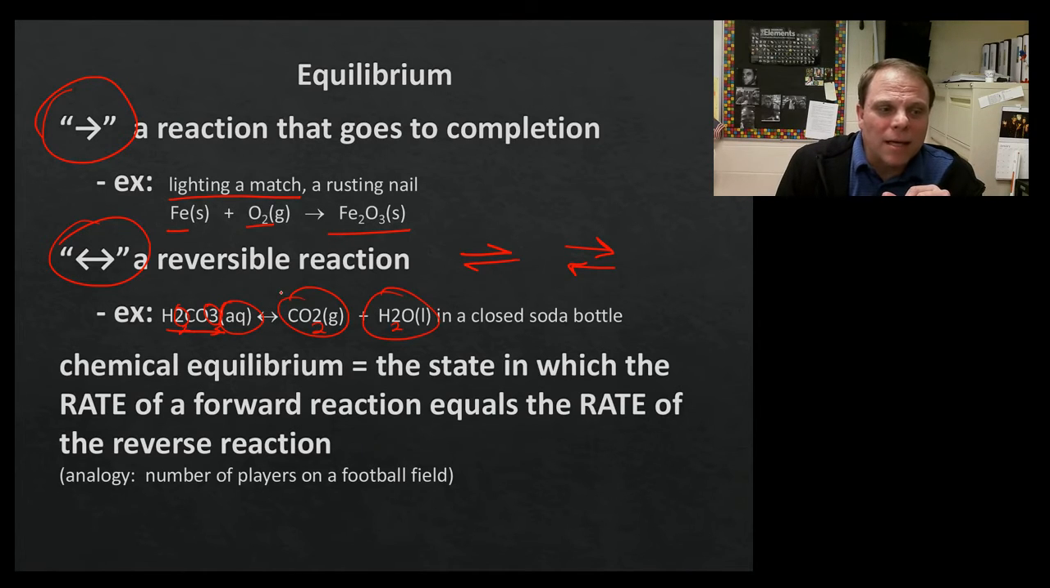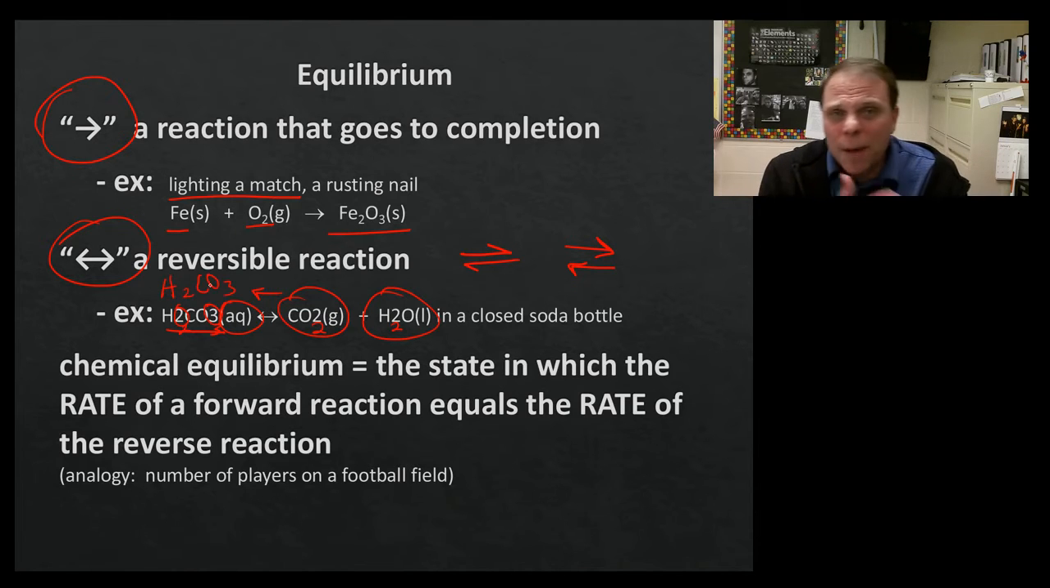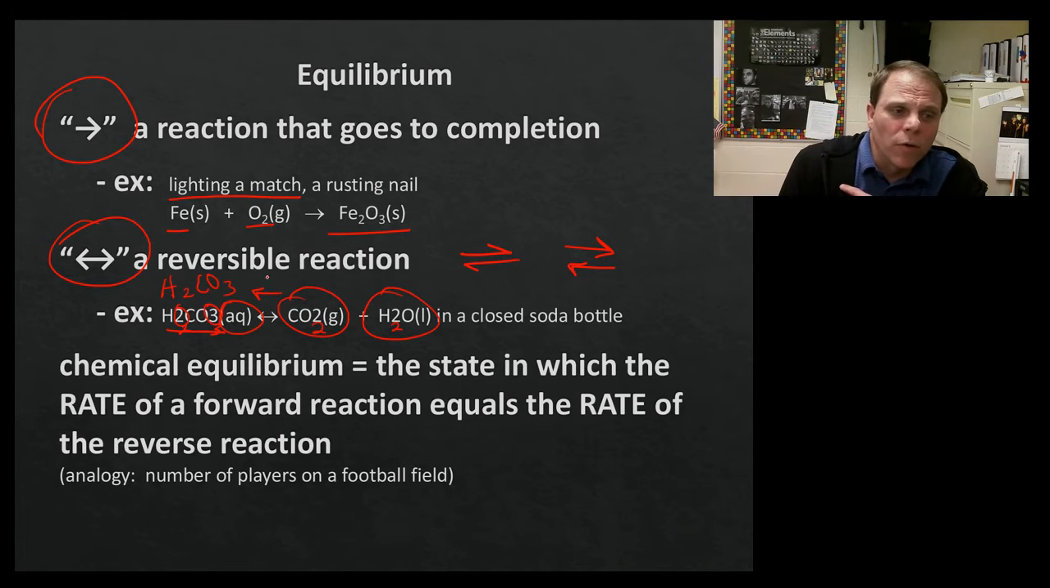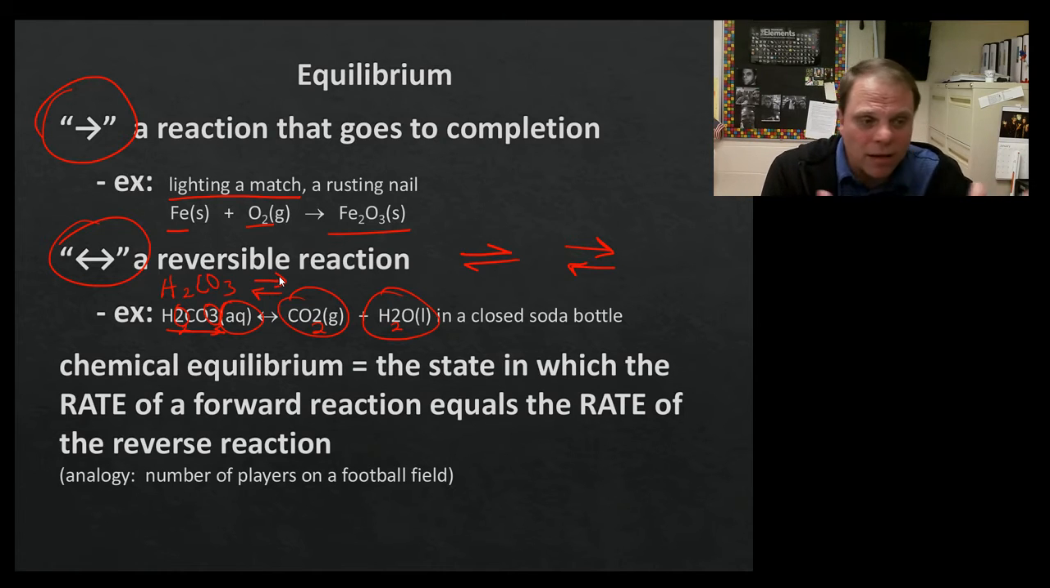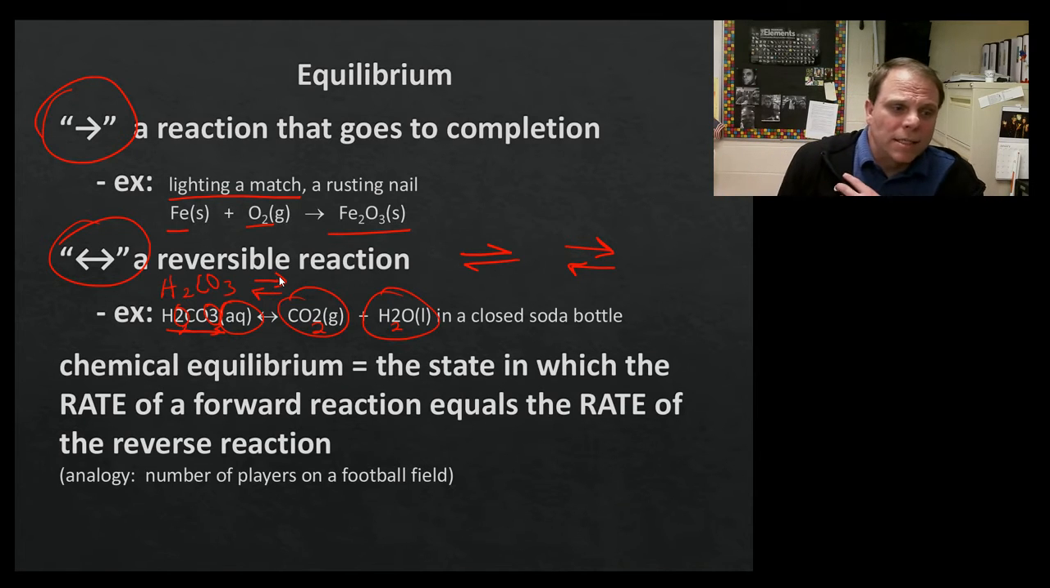And sometimes that is actually happening in exactly the opposite direction at the same time. Some of the carbon dioxide and water are combining together and they're forming new H2CO3. This is happening in both directions over and over and over again. And this reaction is something we would say is at equilibrium. In a closed soda bottle, it's going back and forth. It's hit equilibrium, a state in which the rate of the forward reaction is equal to the rate of the reverse reaction, okay?